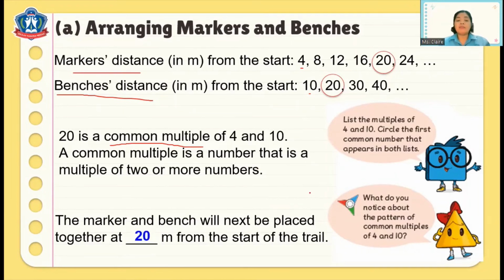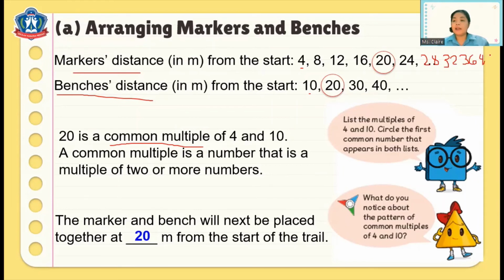Therefore, the marker and bench will next be placed together at 20 meters from the start of the trail. It means that 20 meters from the start of the trail, you can find the bench and the marker placed together. How about the next meters from the starting point? So let's continue counting, finding the multiples of 4 and 10. If we continue the 4, we will get 24. The next is 28. Then we have 32. We have 36. And we have 40.